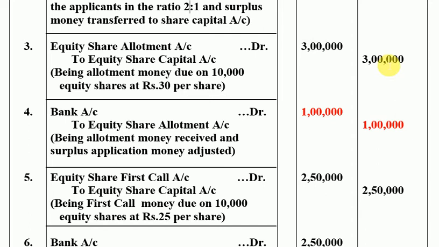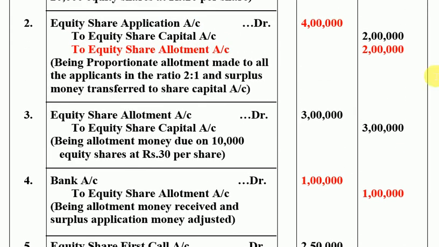Now when the time comes to receive the allotment money and we show it through the fourth entry, we have to adjust the previous 2 lakh surplus which has been transferred to share allotment in the second entry. This 2 lakh will be adjusted when the company receives allotment money, and for receiving allotment money the fourth entry is: bank account debit to equity share allotment account 1 lakh, 1 lakh.